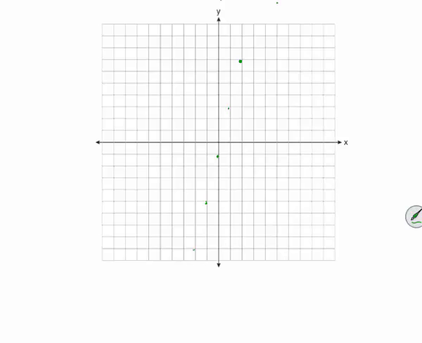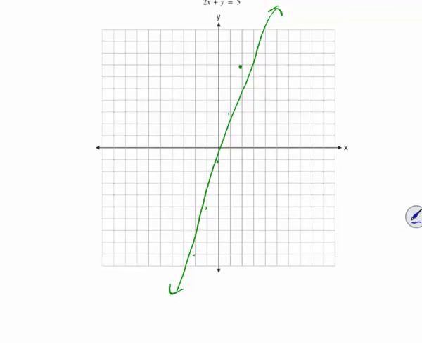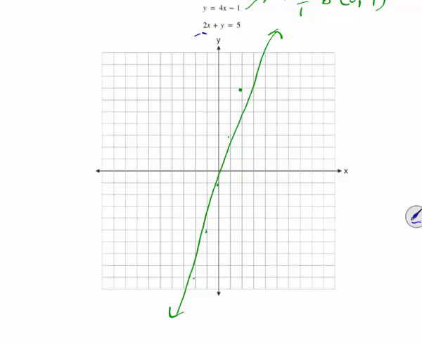Okay. Even though I'm doing it on the smartboard, and clearly that was not a very good line. For the second equation, I have to get y by itself, so I'm going to subtract 2x. So y is equal to -2x plus 5. Slope is -2 over 1. Y-intercept is 0, 5. 1, 2, 3, 4, 5. Down 2 over 1. There's your point of intersection.